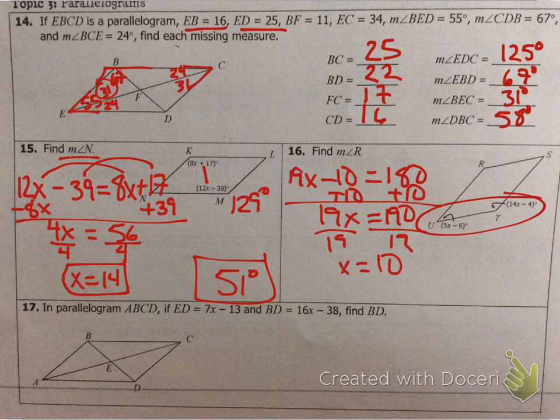Okay, so if x equals 10 and I want to find angle R, remember R and T are the same, so I can put the 10 here and say 10 times 14 minus 4, that would be 136 degrees.